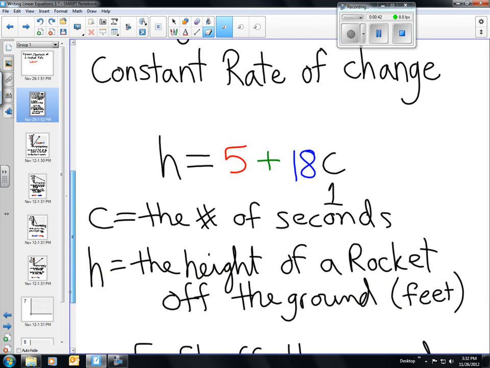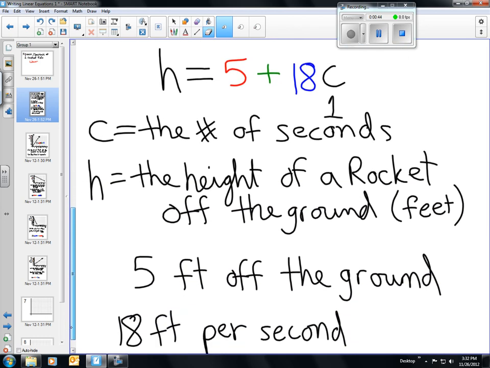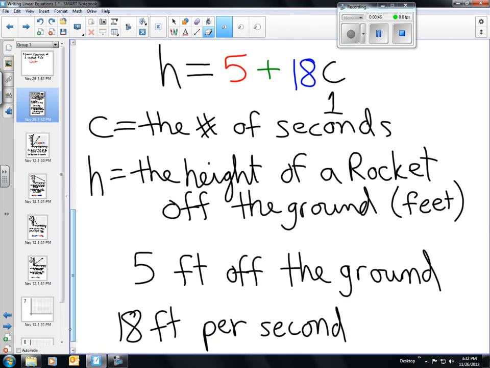Now, in this example, I went ahead and made a mock example here. Let's say I had the equation h equals 5 plus 18c. And let's say we knew that c represents the number of seconds, and h is the height of a rocket off the ground in feet. So here, our starting point would be 5. That's how high off the ground it starts before it took off.